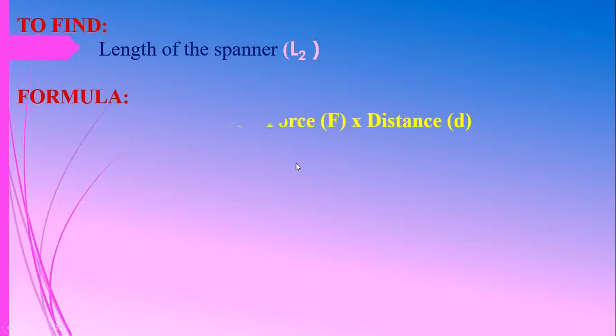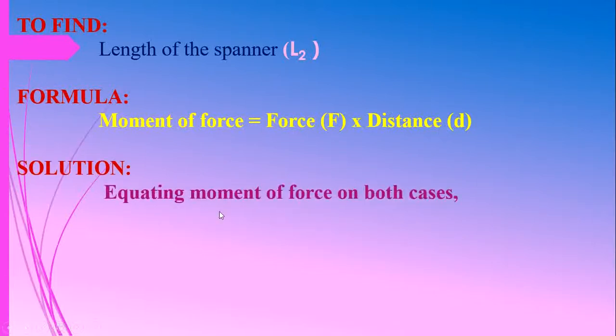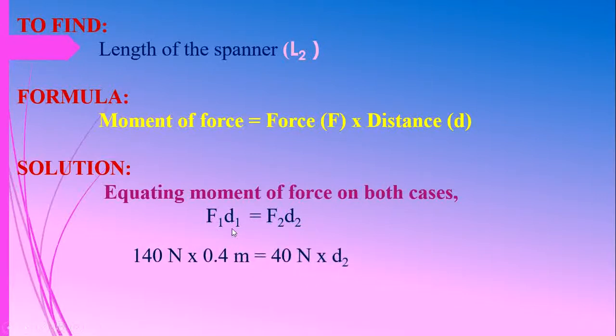The formula to find the length of the spanner: moment of force is equal to force into distance. So, the solution: equating moment of force in both cases, F1 d1 is equal to F2 d2. F1, the first force, is 140 Newton, and the length of the spanner is 0.4 meter, and the second force is 40 Newton, and d2, the length of the spanner for 40 Newton, we have to find out. So, d2 is equal to 140 into 0.4 by 40 Newton.